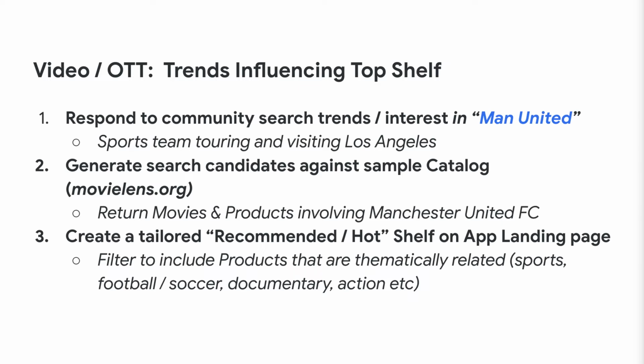Item number 2, we'll then convert these search term signals into directed queries against our custom product catalog, using the well-known Movie Lens dataset as our sample product inventory. Finally, item number 3, we'll take the candidate set of search results that qualify and further refine, rank, and optimize based on whether the products are deemed semantically or thematically related to the original search signal, therefore resulting in a crisper, focused result set that we can then place on our video app's top shelf.